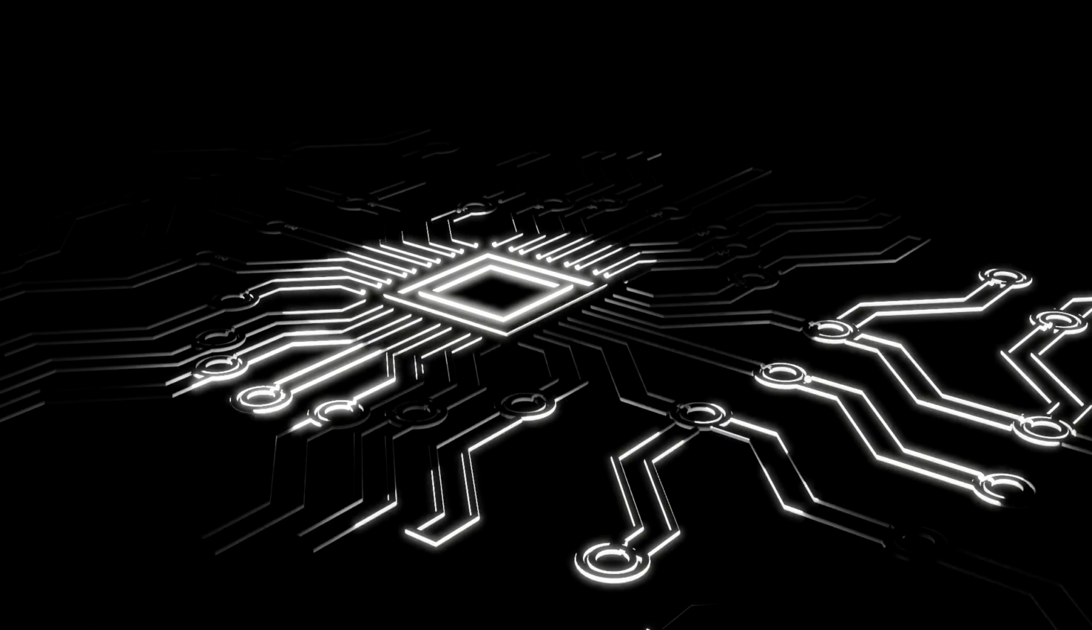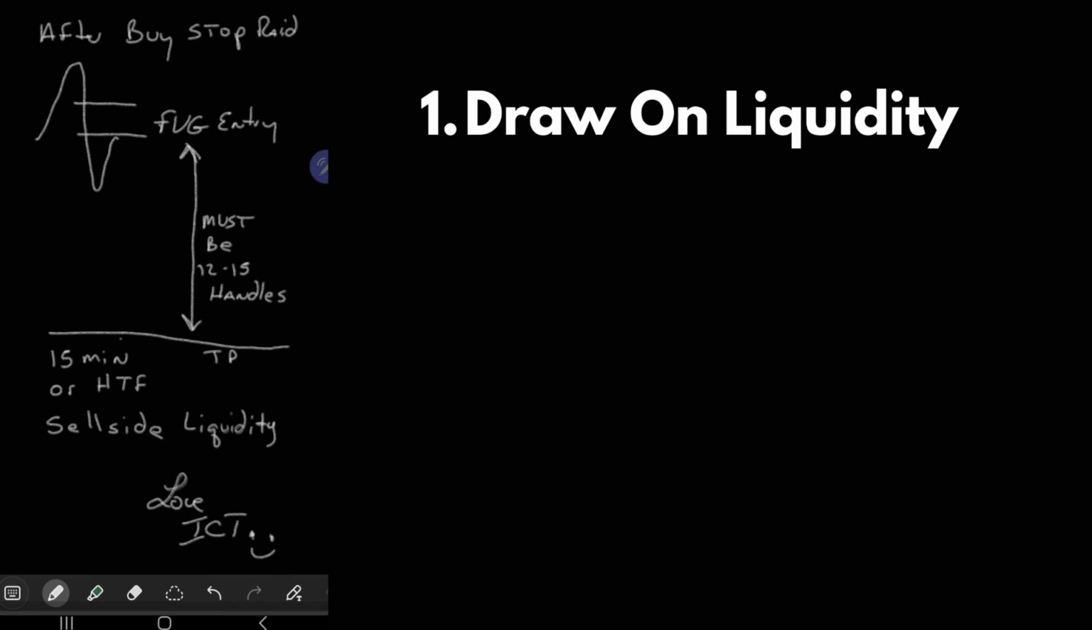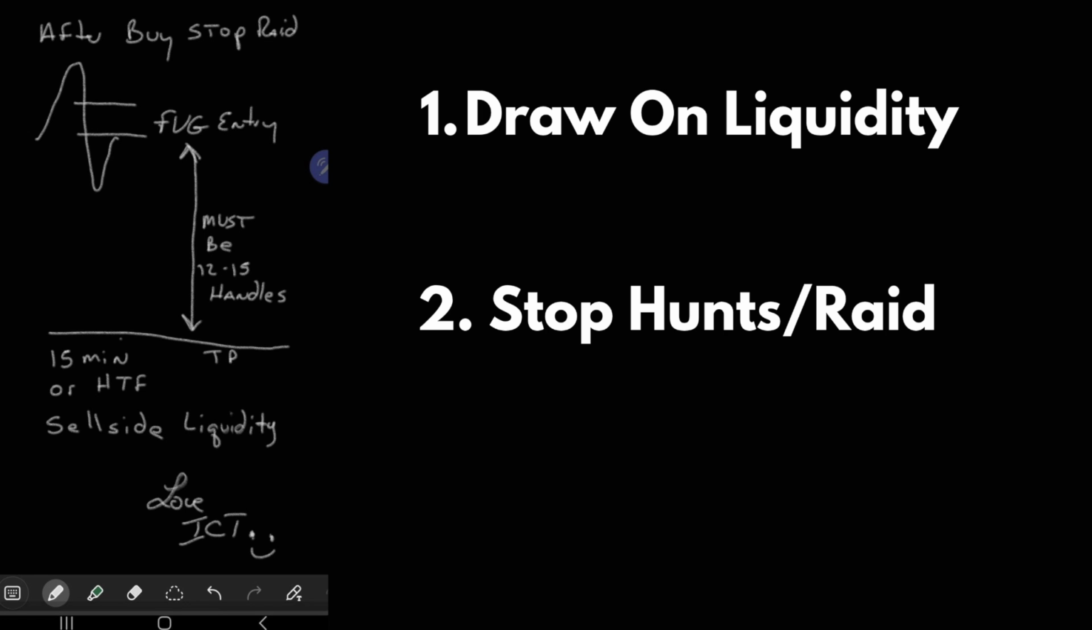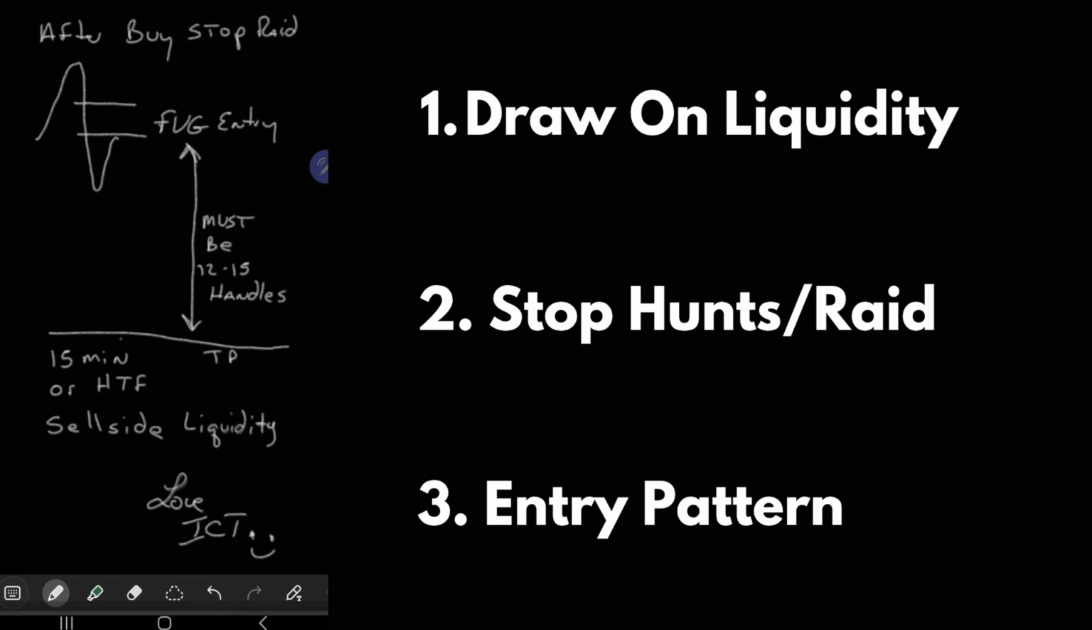I will also show you how I will supercharge it. First of all, there are three parts to this trading strategy. Number one, draw on liquidity. I want to find out where the price is likely to go to. Number two, stop raids or stop hunts. Number three is our entry pattern, fair value gap entry.